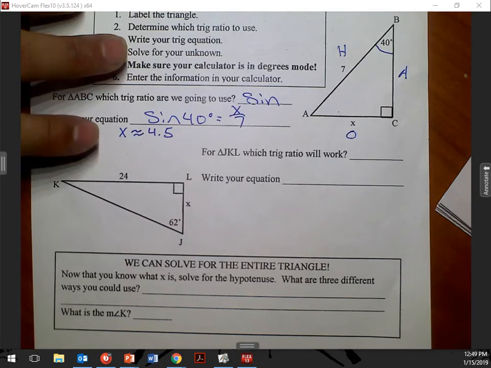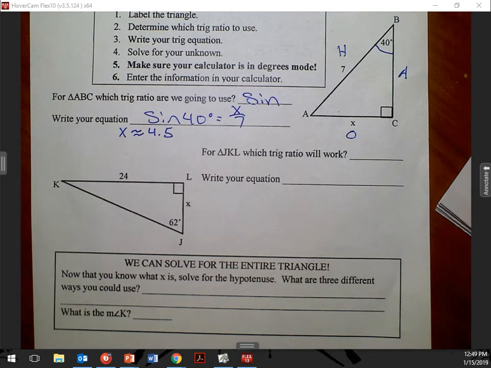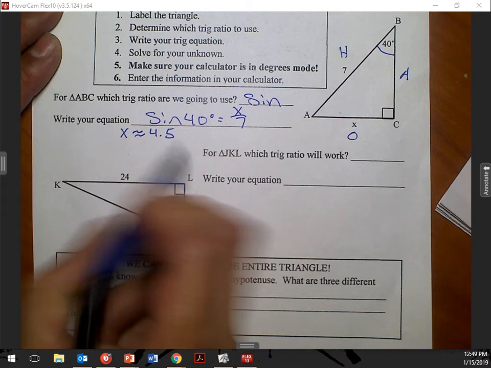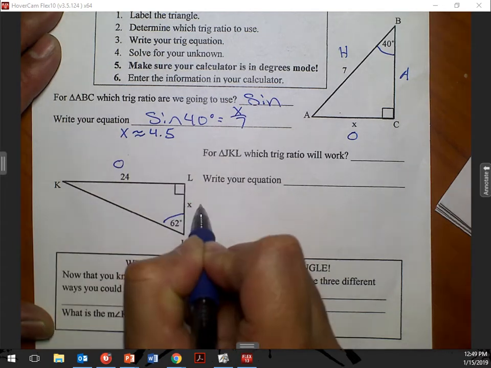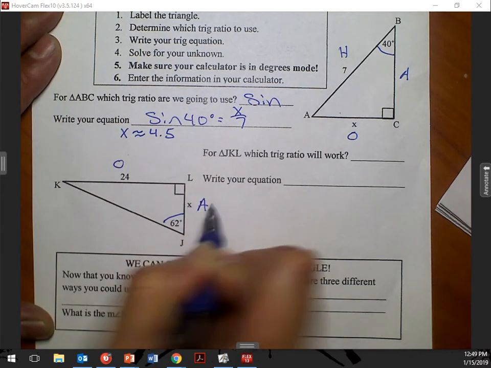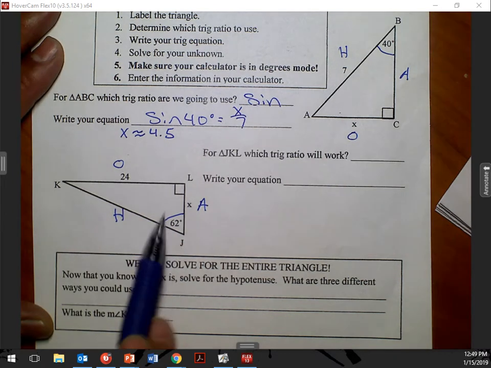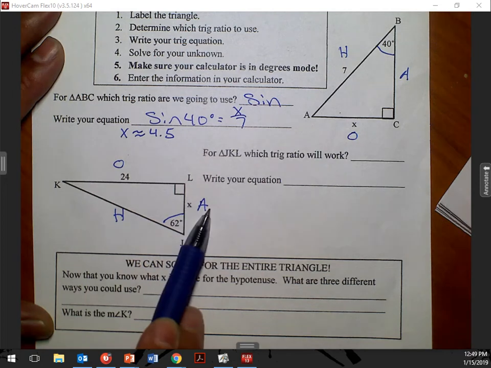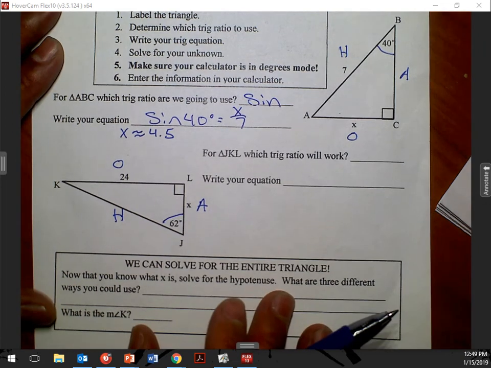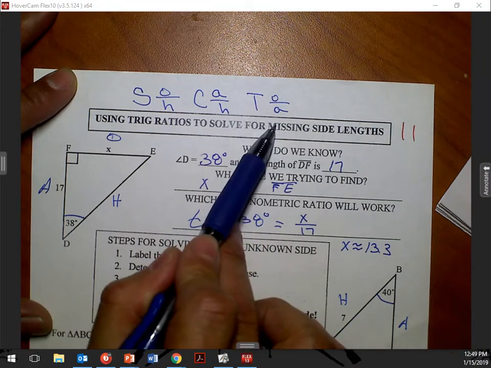Okay, now let's look at JKL. What's the first thing I have to do? Label it. What's my reference angle? 62. So I'm starting with 62. So this side over here is? Opposite. This side is? Adjacent. And this one is? Okay, which ones am I working with? Opposite and adjacent, because that's the unknown, right? So opposite and adjacent is what ratio? Tangent. Opposite over adjacent is tangent.